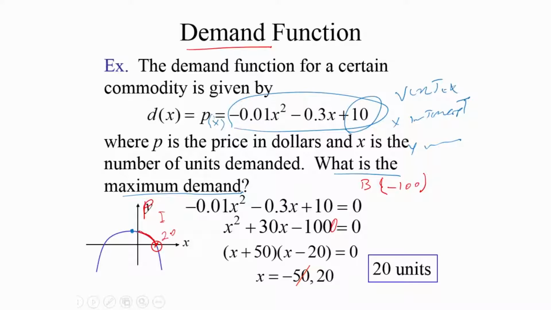This is 20. So the question is, what is the maximum demand? The maximum demand is 20 units, and that happens when the price is 0. It's on the x-axis. That's what we did here. We find the x-intercept. One intercept is at 20, the other one is at minus 50.